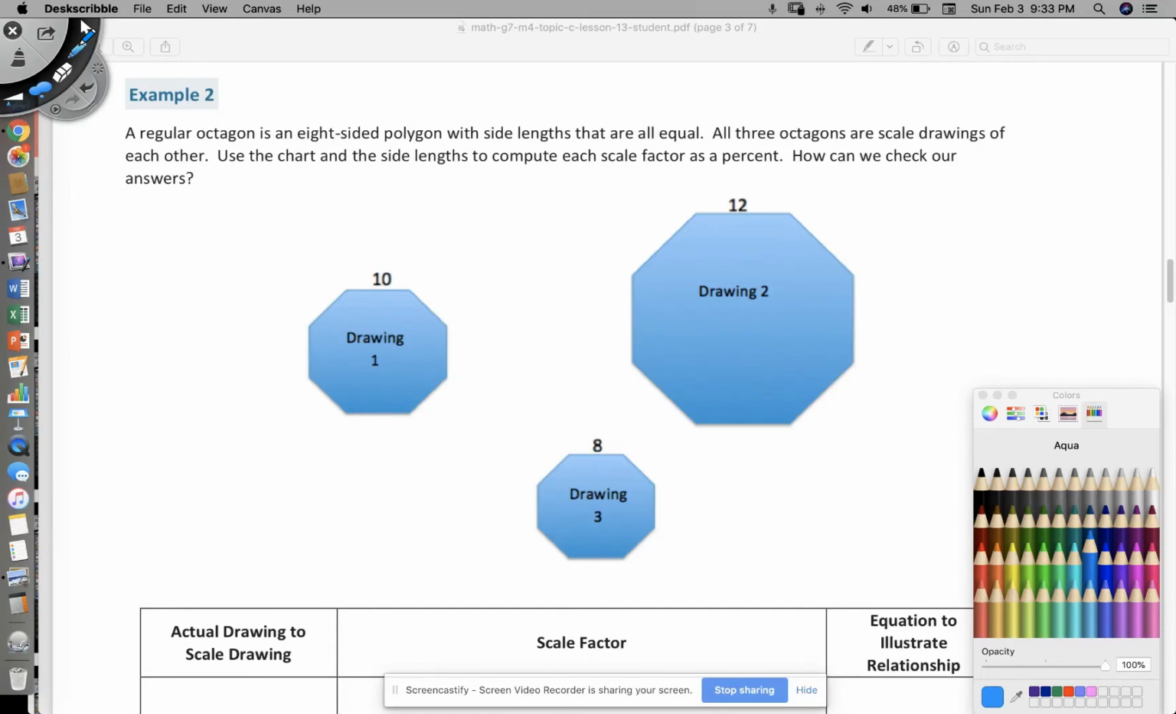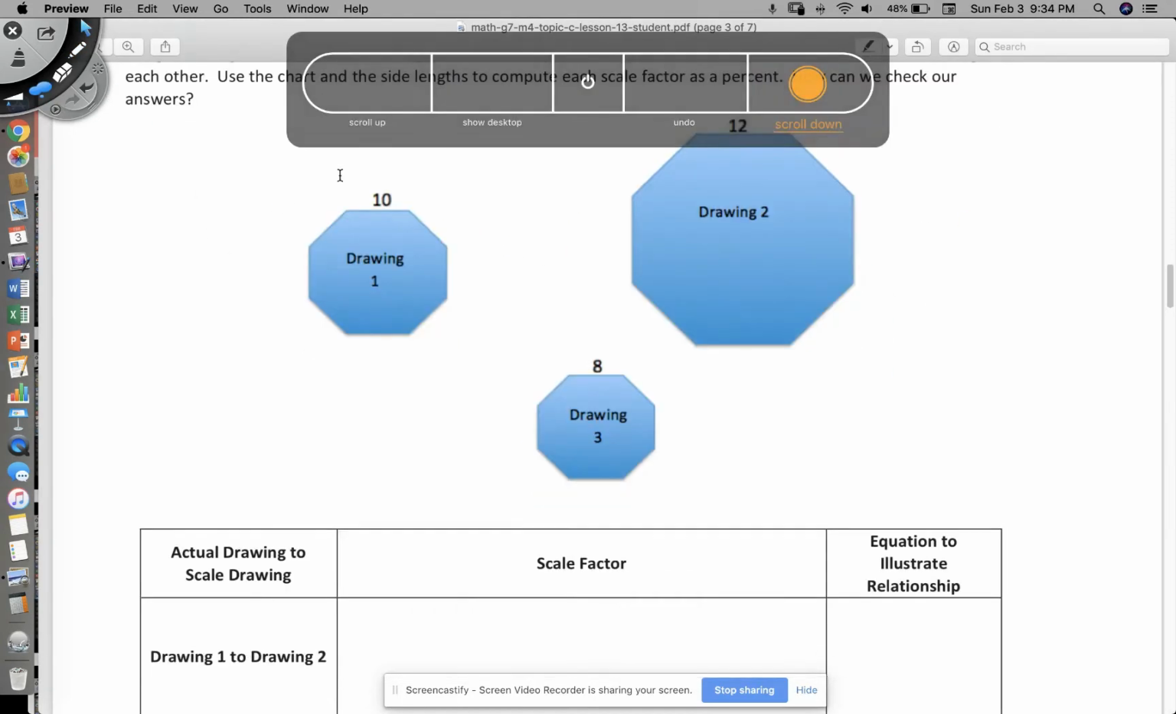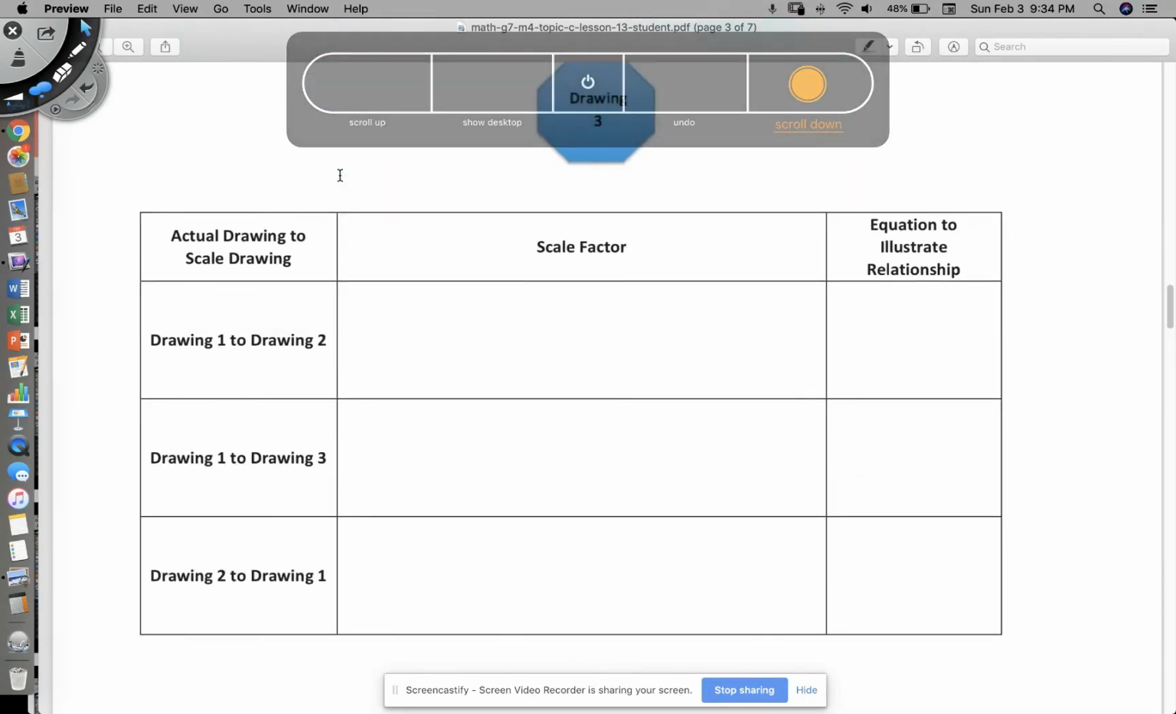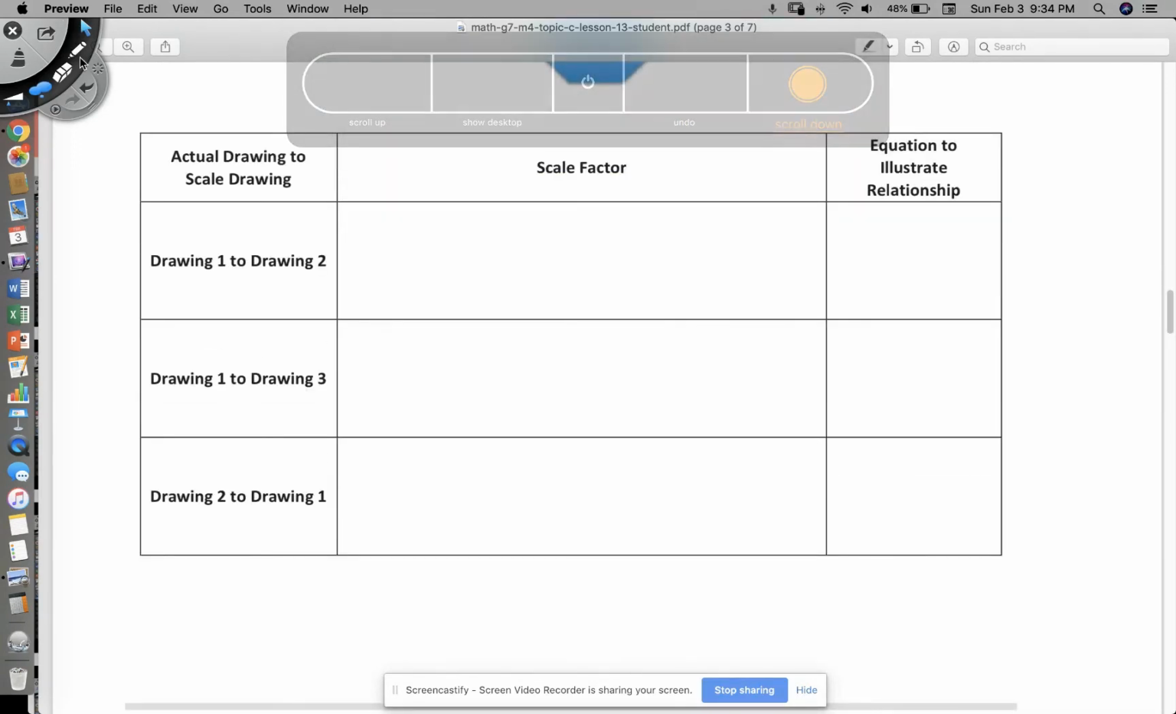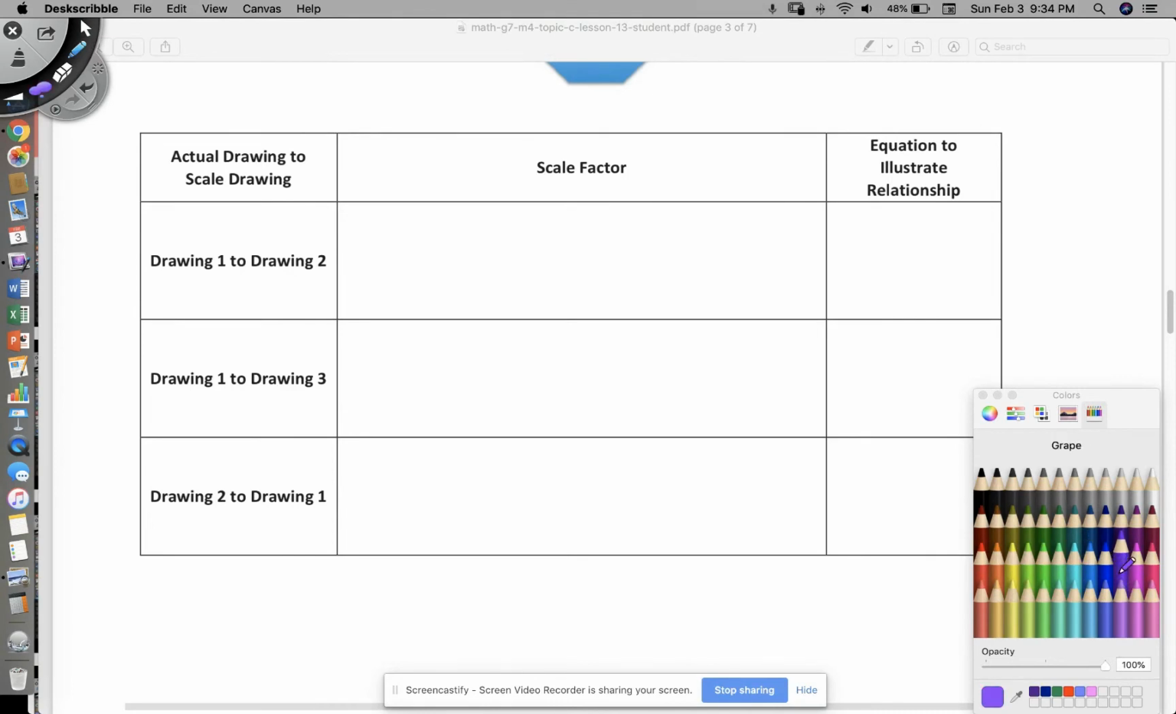All right. So on this one, we don't really have an original. It depends on who we're comparing. So I'm going to move this up a little bit, and you guys have your drawings hopefully right there in front of you, so you can look back at the side lengths. We're going from 1 to 2, which makes 1 the original. Remember, original goes on the bottom.